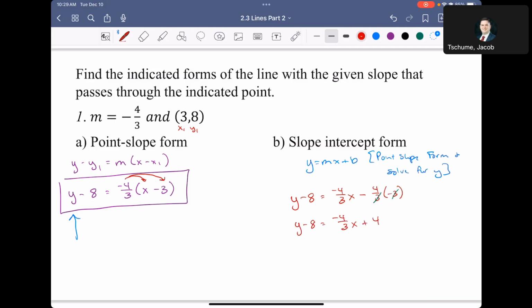So one more thing you have to do, we're going to add 8 to both sides. Let me use a different color here so it's easier. +8, +8. And you will end up with an answer of y equals -4/3 x plus 12. That is your slope intercept form of a line, because you notice that it has y equals a number times x plus the b value that you end up needing. All right? And so that's how you can find point slope and slope intercept from a point and a slope.